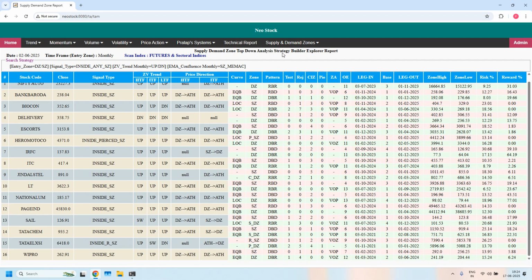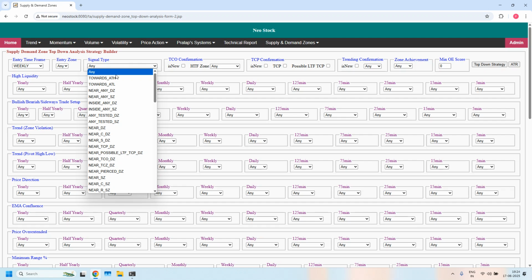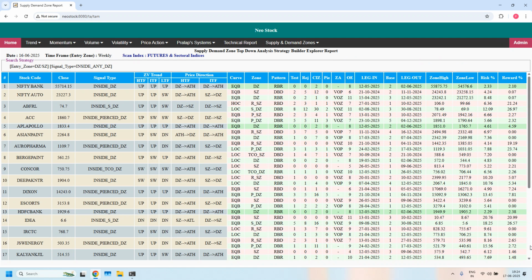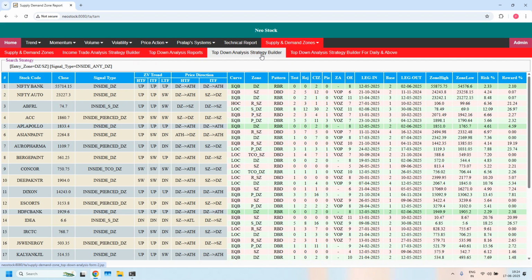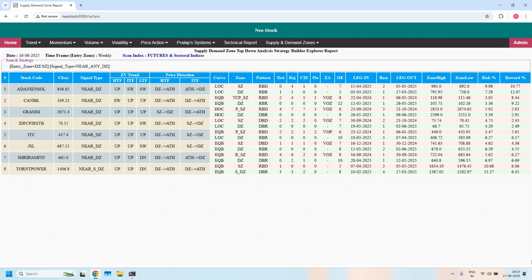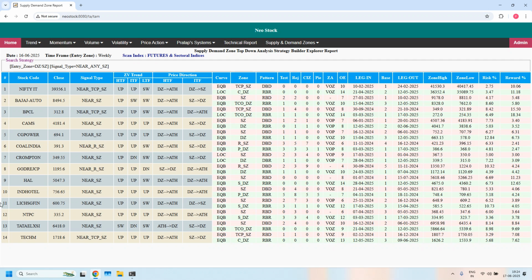Okay, next time frame is weekly. First let us look into weekly time frame. Stocks near to the weekly demand zone, we got 8 stocks. Next, stocks near to the weekly supply zone, we got 14 stocks.